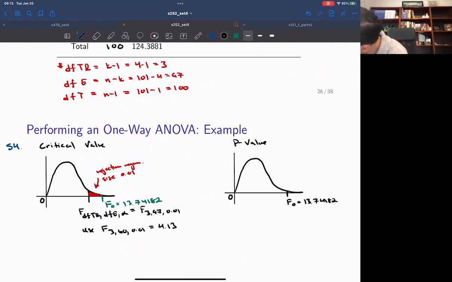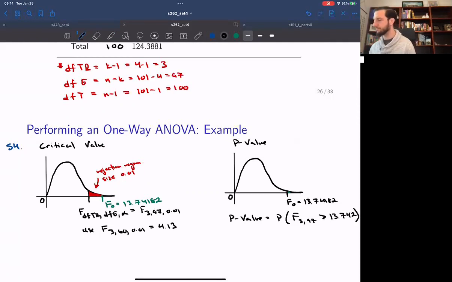Okay, so the p-value is equal to the probability that F on 3 and 97 exceeds 13.742. I'm just going to round because of space.